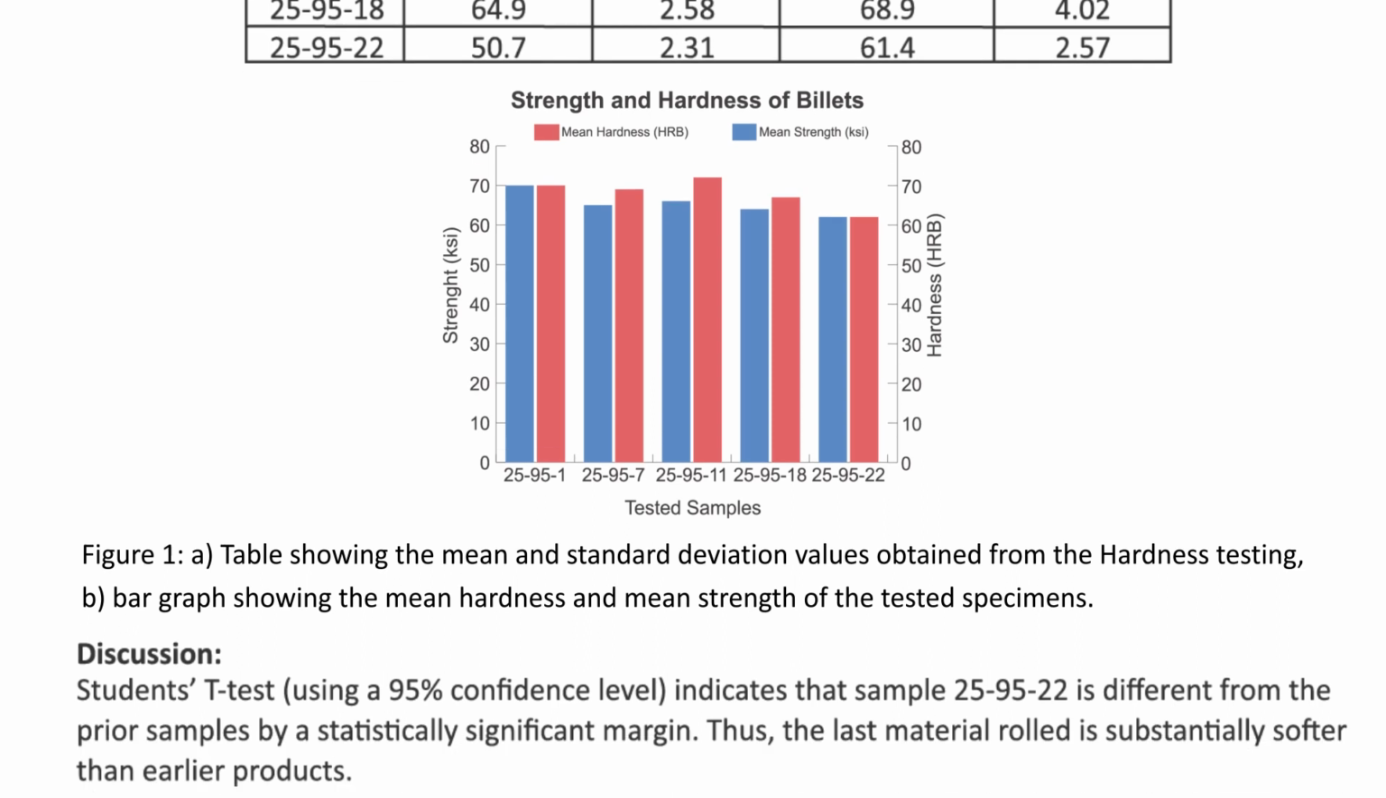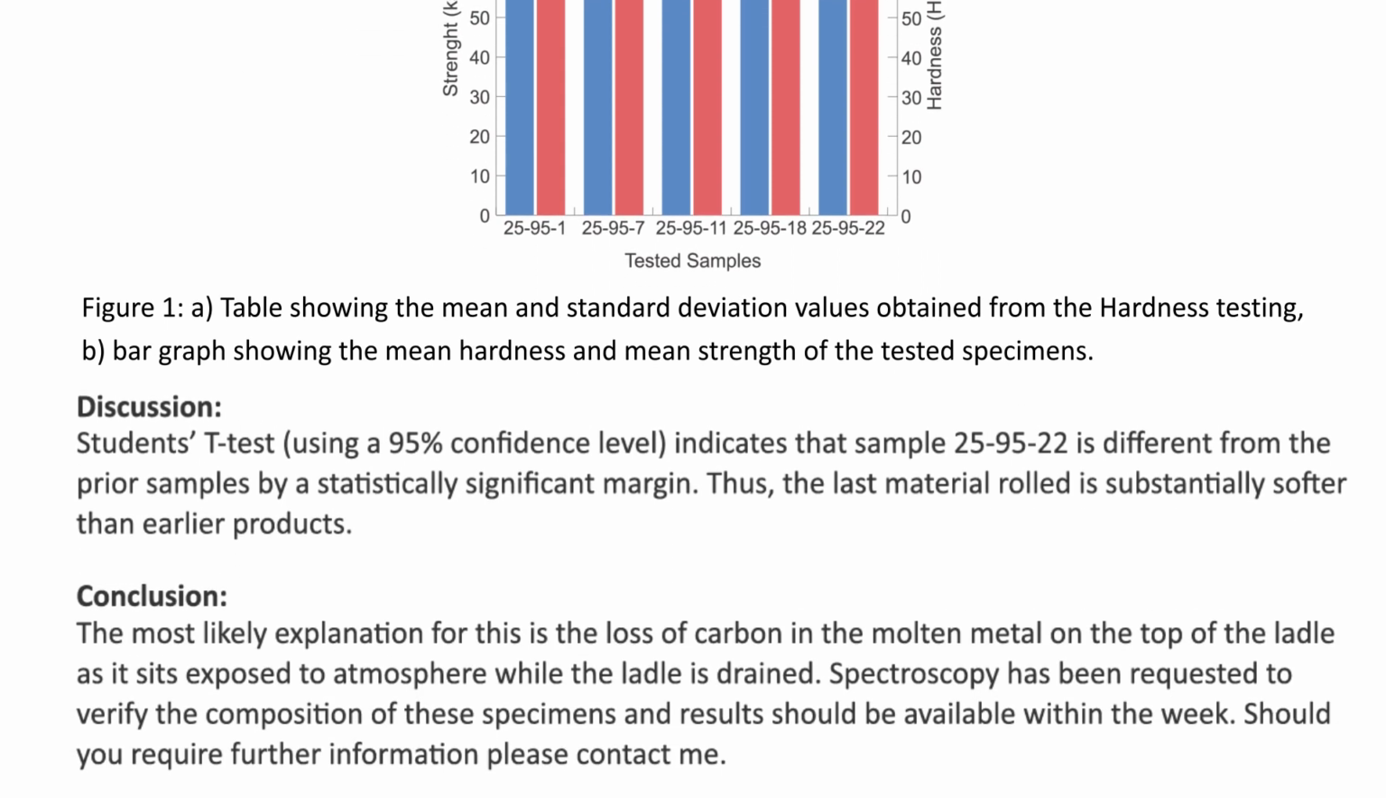Continuing in the memo, we have the discussion now. And as explained before, here we are seeing a paragraph where we are just describing what the results of our test were. For this case, we can see that the sample that was different from the other ones by statistical margin was sample 25, 95, 22, which is the last one that was tested. And it shows a lower mean hardness and a lower mean yield strength compared to the other results. So here we're not explaining what the reason was, we're just stating some of the results that we got from our previous graphs.